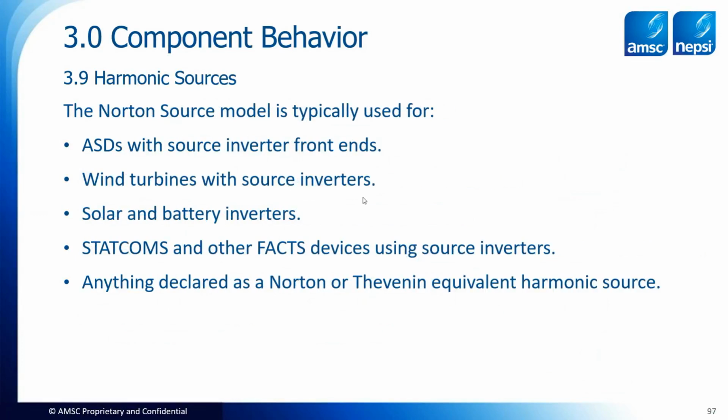The Norton source model is typically used for adjustable speed drives with source inverter front ends, wind turbines, again with source inverter front ends, solar and battery inverters, which also, in most cases, are source inverters, StatComs and other FACTS devices that are using, again, source inverters, and anything declared as a Norton or a Thevenin equivalent harmonic source.